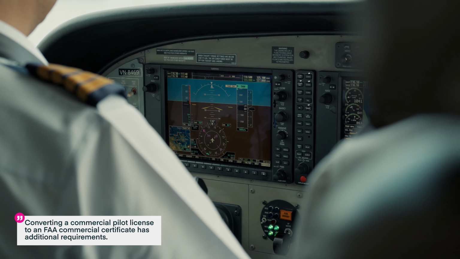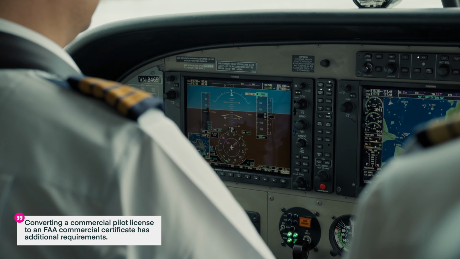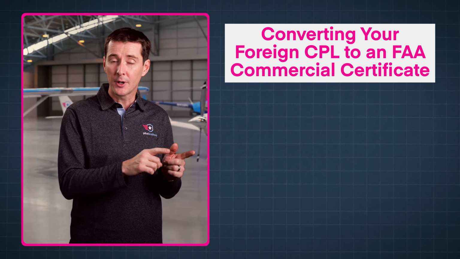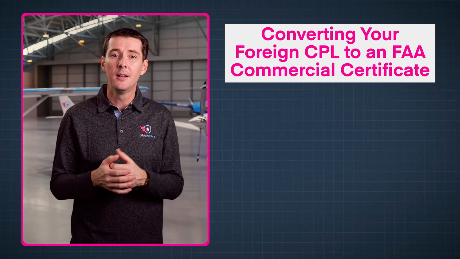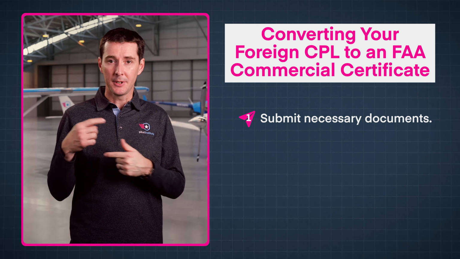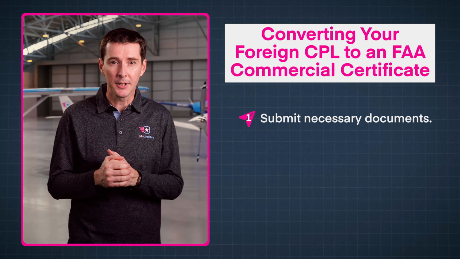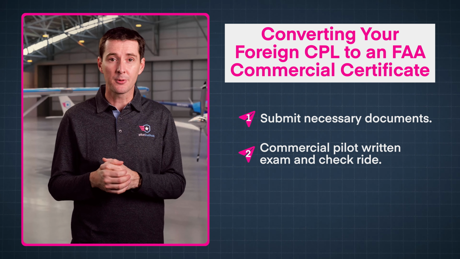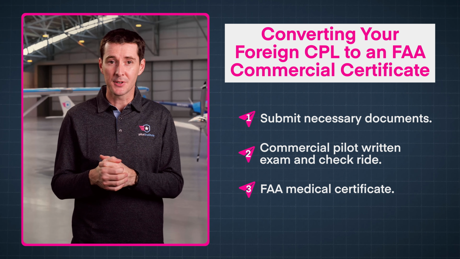Now, if you want to convert a foreign commercial pilot license to an FAA commercial certificate, you'll have to do more than just paperwork. That's because there is no option to obtain a foreign-based commercial pilot certificate. Now, to convert your foreign CPL to an FAA CPL, you need to obtain a foreign-based FAA private certificate first by submitting the documentation like we mentioned earlier. Then you must pass the commercial pilot written exam and complete the check ride. You also need to obtain an FAA medical certificate. After that, you will have a full FAA commercial certificate not based on your foreign license.